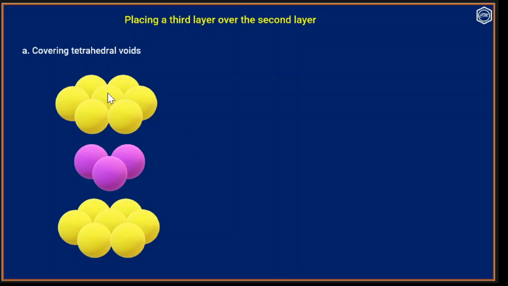Now we place the third layer in such a way that the middle atom of the third layer will cover this tetrahedral void, and this tetrahedral void is open in this direction. Here it is closed. So therefore we can place a third layer in such a manner that it covers the tetrahedral voids. So we can say that this is the first layer, A layer, and a B layer is different from that, but the third layer is a repetition of the first layer, and we can call it an AB-AB pattern. And this type of close packing is known as hexagonal close packing.